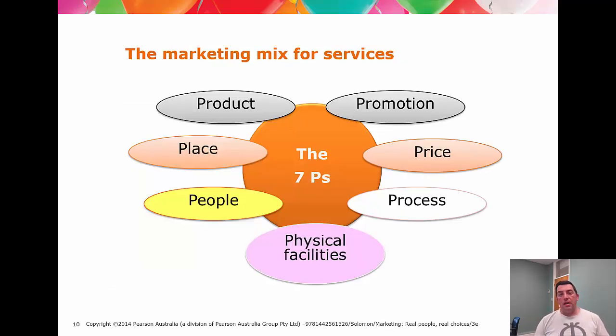Now, I talked about this in the last chapter as well, but we have a difference when it comes to the marketing mix for services, which is we add 3 additional elements, which are people, physical facilities or evidence, as some people call it, and process. So we have the 7 Ps.